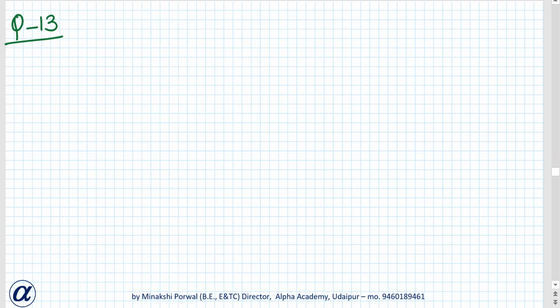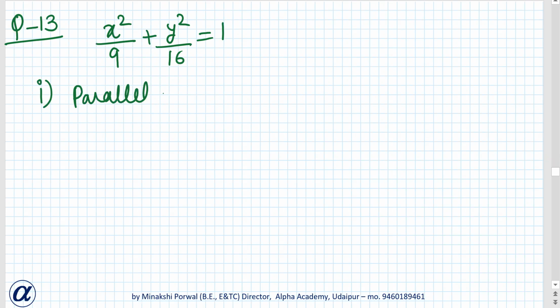Find the point on the curve x squared by 9 plus y squared by 16 equals 1, at which tangents are parallel to the x-axis. So the tangent is parallel to the x-axis. What will be the slope of the tangent? The slope will be 0.